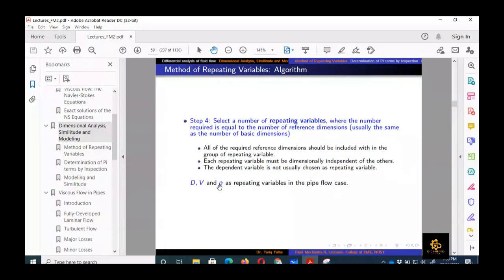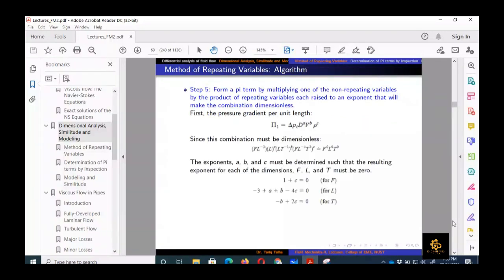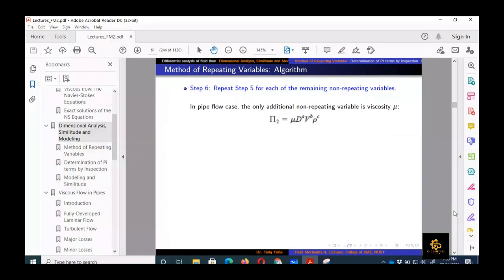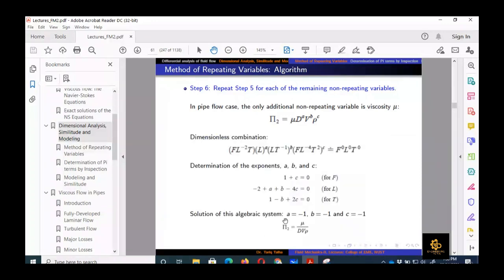So the pi terms would be the same. Same means that the denominator can be replaced by the numerator, but it doesn't matter because they are non-dimensional, so you can easily inverse that. So do you understand? Like in this problem, when we chose dv and rho, we got the pi term which is mu upon dv rho, right? So we know that dv rho divided by mu is the Reynolds number, so we can easily inverse it.